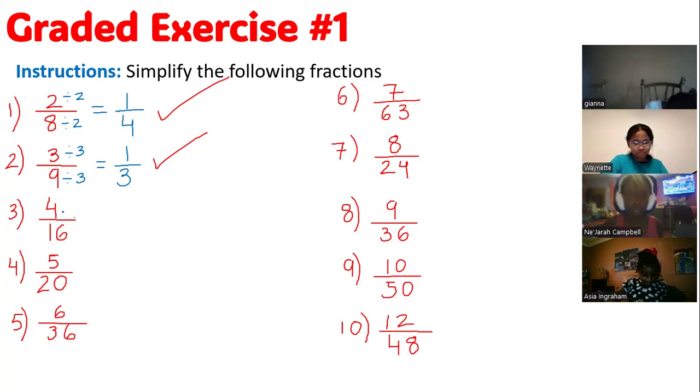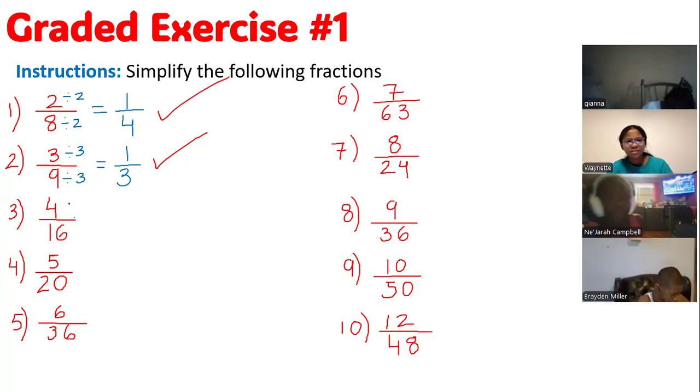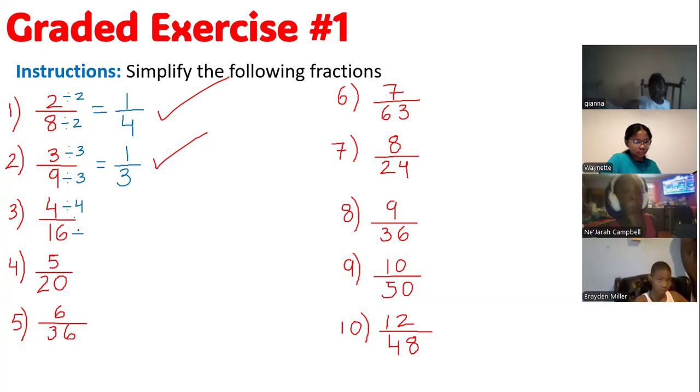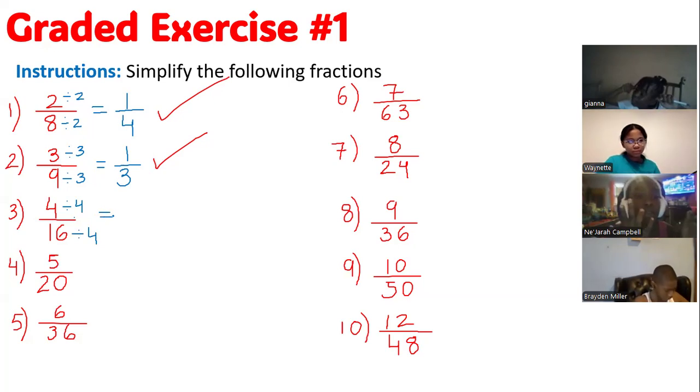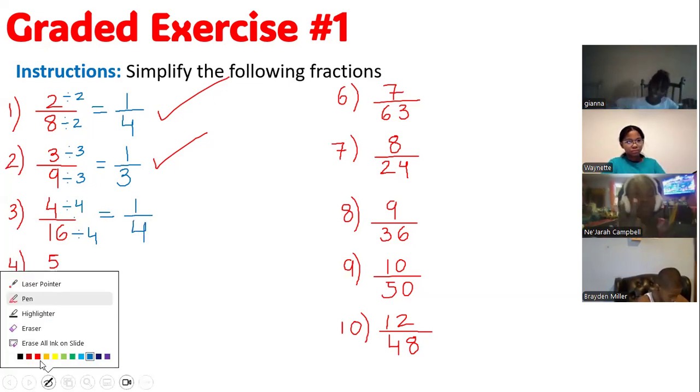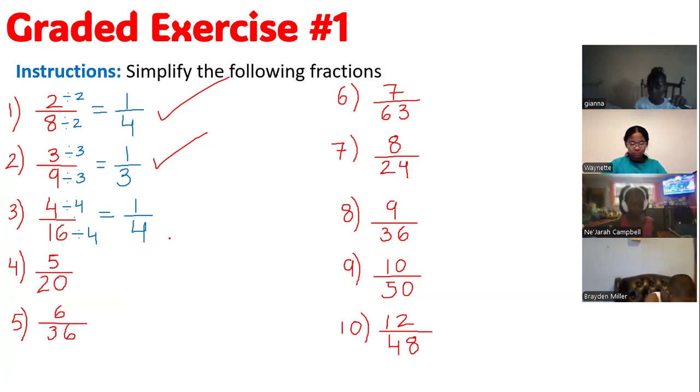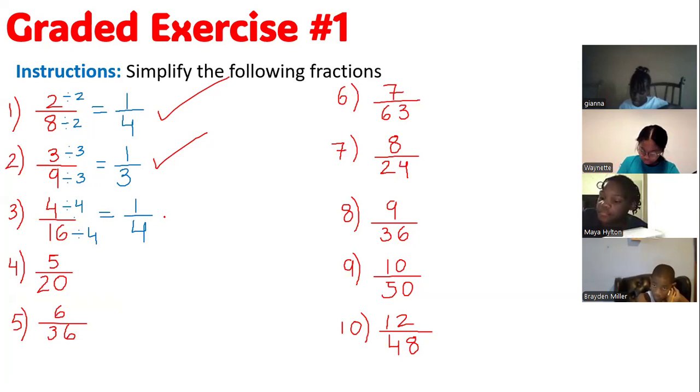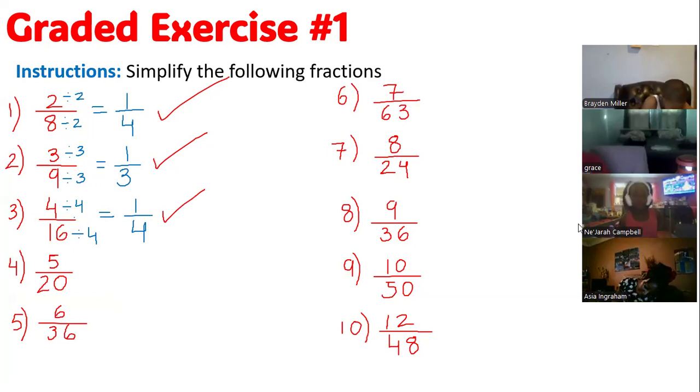Let's do it together. What number can go into 4 and 16? 4. Okay, 4 at the top, 4 at the bottom. What is 4 divided by 4? 1. And what is 16 divided by 4? 4. Very good. So what's the answer? 1/4. Yes, Mario?